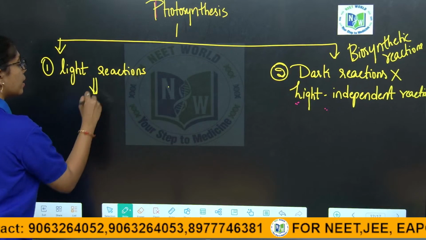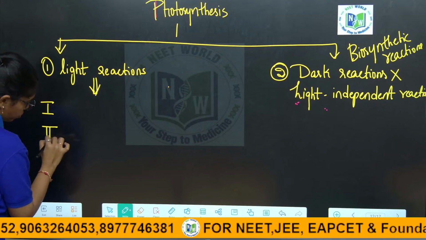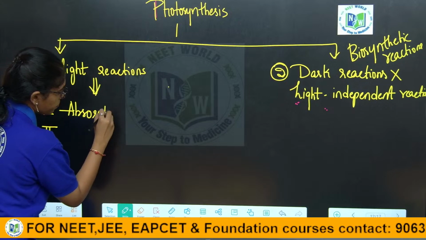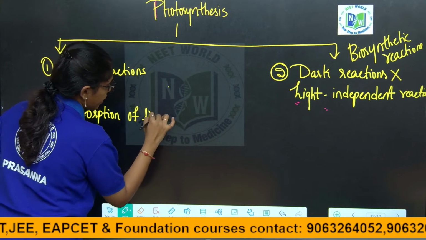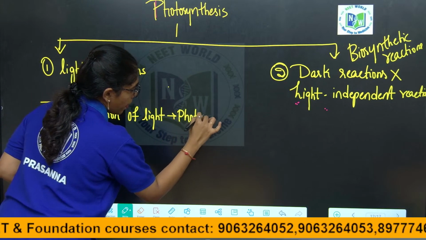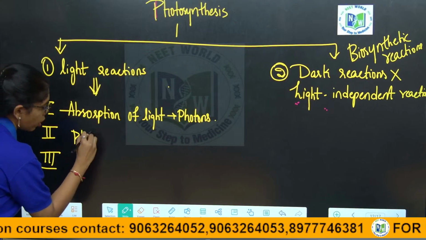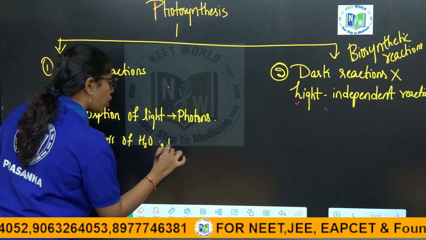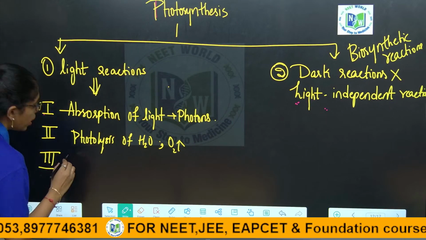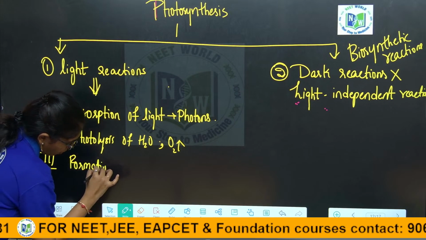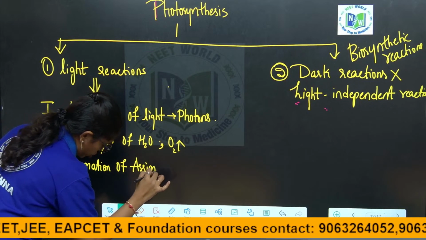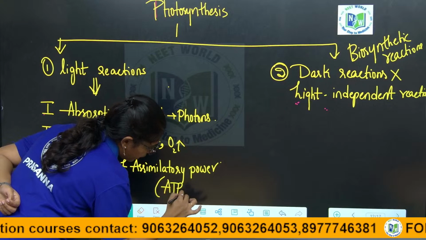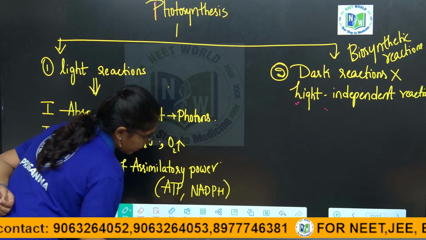So light reactions are done in three steps. The very first step is absorption of light in the form of photons. Second is photolysis of water and release of oxygen. Third is formation of assimilatory power, which is both ATP and NADPH.